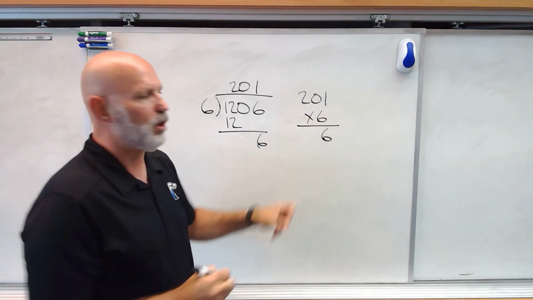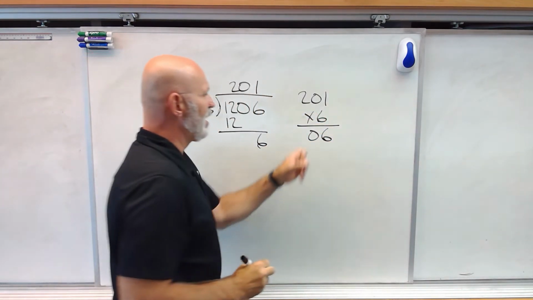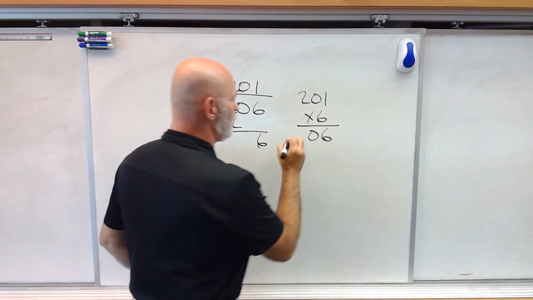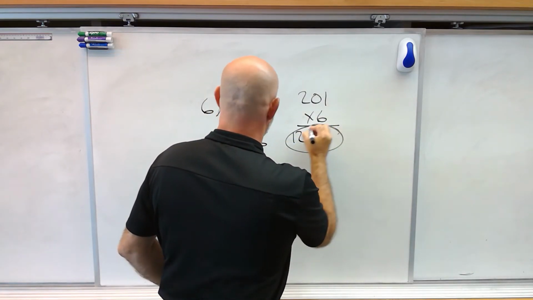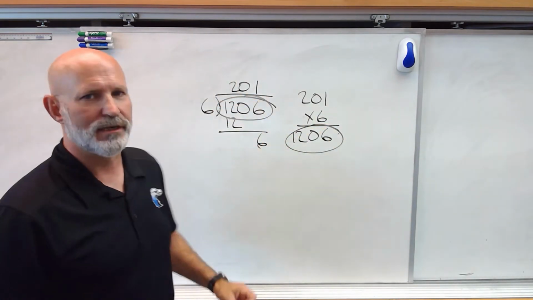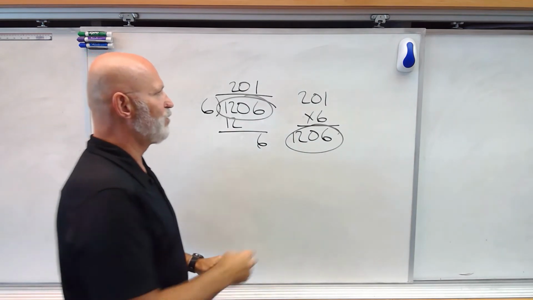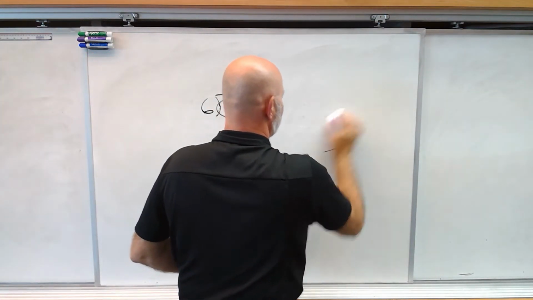6 times 0 is 0. And 6 times 2 is 12. So I know that it is correct. Now, let's say, for instance, I decided to skip that.